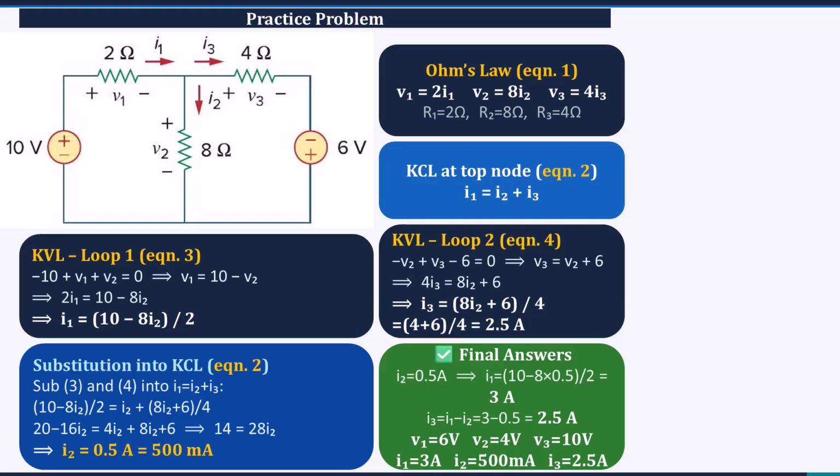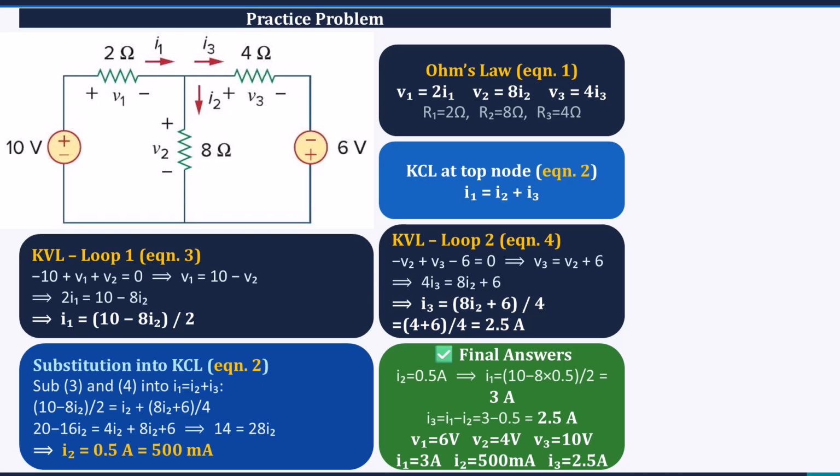Equation 1, Ohm's law. V1 equals 2I1, V2 equals 8I2, V3 equals 4I3. Equation 2, KCL at the top node. I1 entering equals I2 plus I3 leaving, I1 equals I2 plus I3. Equation 3, KVL around loop 1, the left loop. Going clockwise, minus 10 plus V1 plus V2 equals 0, which gives V1 equals 10 minus V2, or 2I1 equals 10 minus 8I2, so I1 equals the quantity 10 minus 8I2, divided by 2.